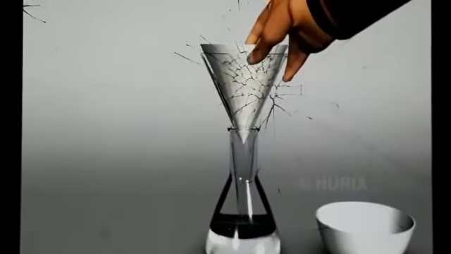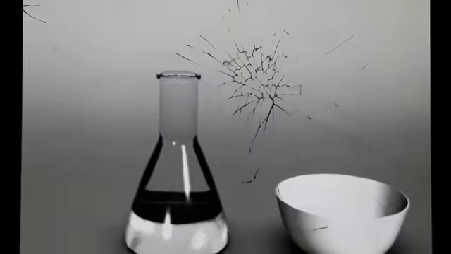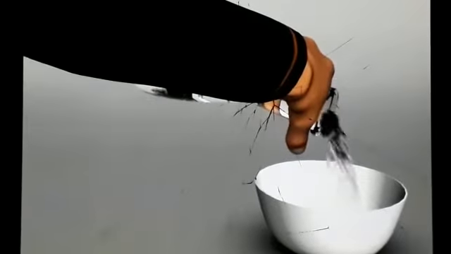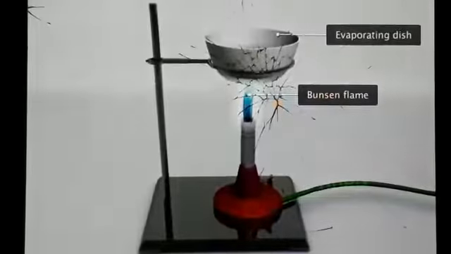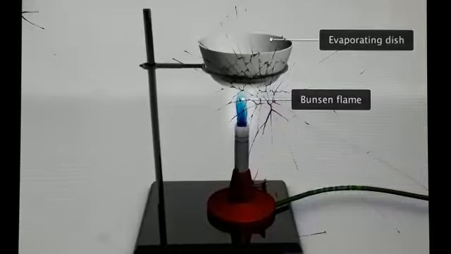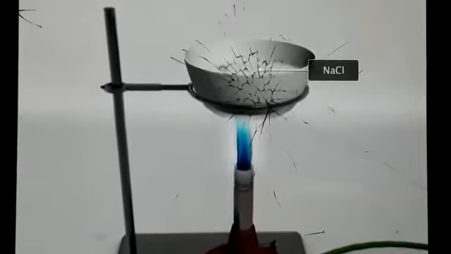Transfer the salt solution to a porcelain evaporating dish and heat it using a Bunsen burner. Water in the sodium chloride solution evaporates gradually and leaves the dish with a solid white powder form of sodium chloride.